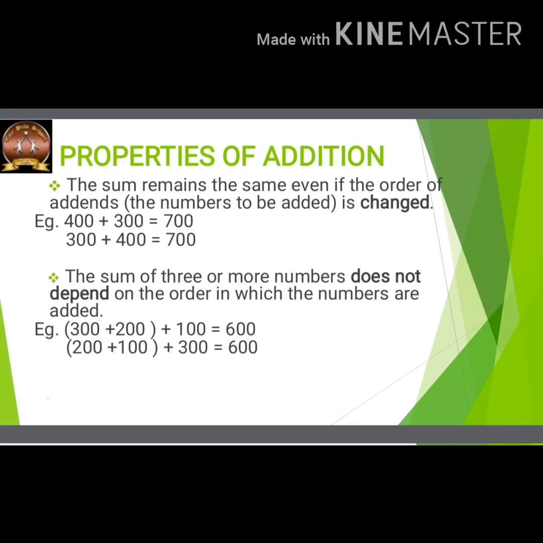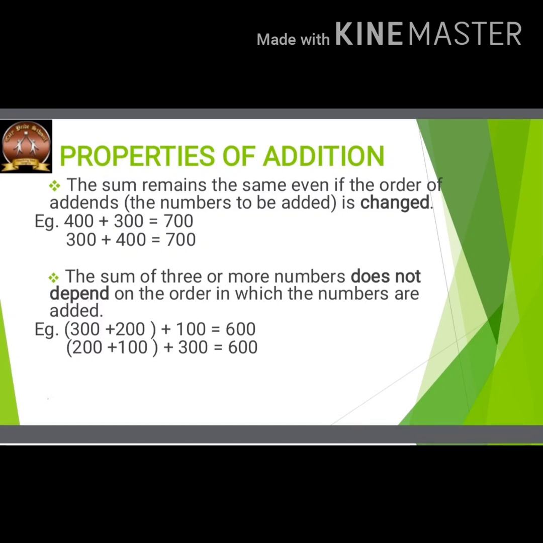Let's study them again. The first property says the sum remains the same even if the order of the addends is changed. For example, 400 plus 300, the sum is 700. If I change the places of 400 and 300, that is 300 plus 400, it will still give me the same sum.